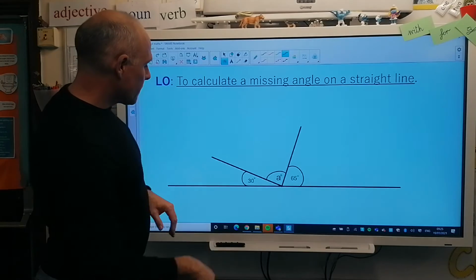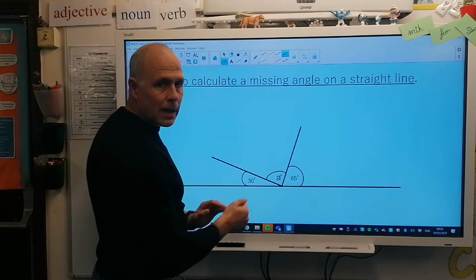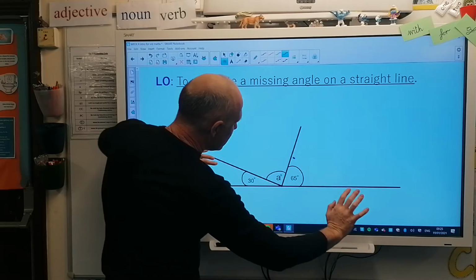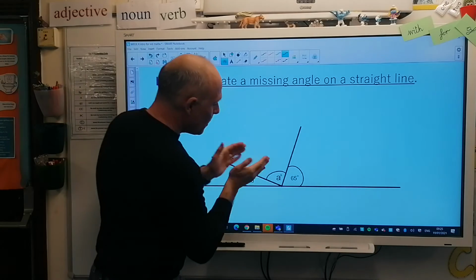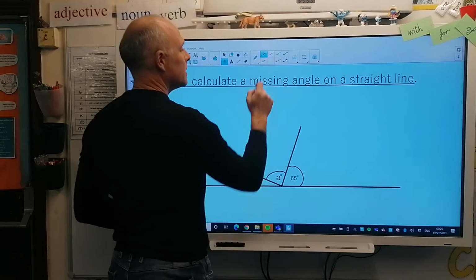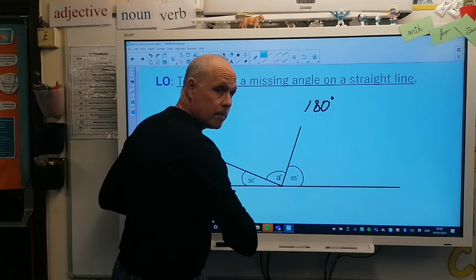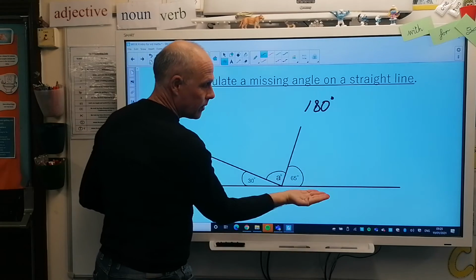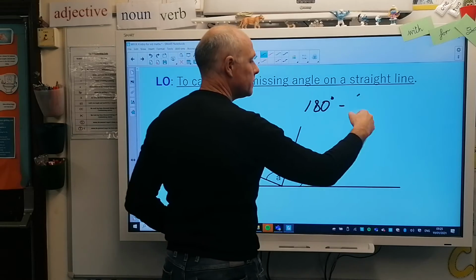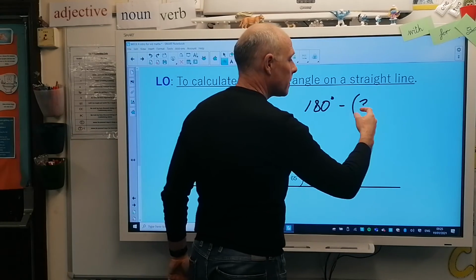We'll do another one. So here we've got 65 degrees, we've got 30 degrees, and we don't know what that middle angle is. So again, we want to get rid of these, so we're left with just that one angle. So let's remind ourselves how we write this out. The total angle, straight line, is 180 degrees, that turn. We want to take away from it, and remember, put it in brackets, 30 add 65 degrees.